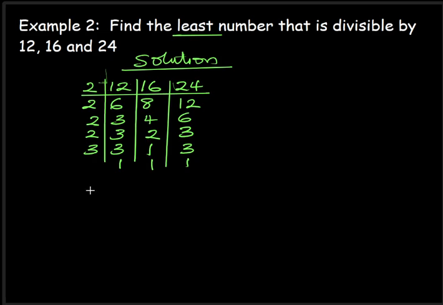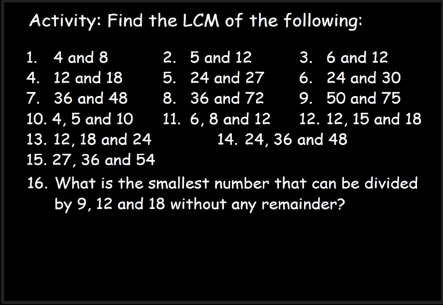So we are done with that, and then our LCM will be equal to 2 times 2 times 2 times 2, and then times 3. 2 times 2, 4. 4 times 2, 8. 8 times 2, 16. 16 times 3 will give us 48. And that brings us to the end of our LCM.